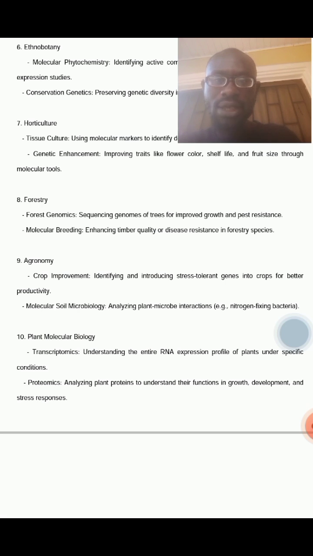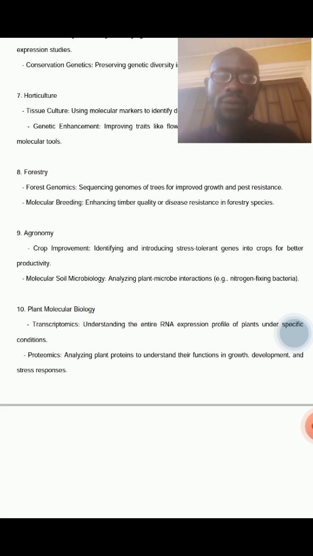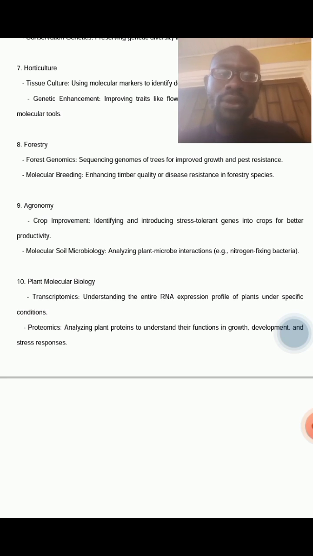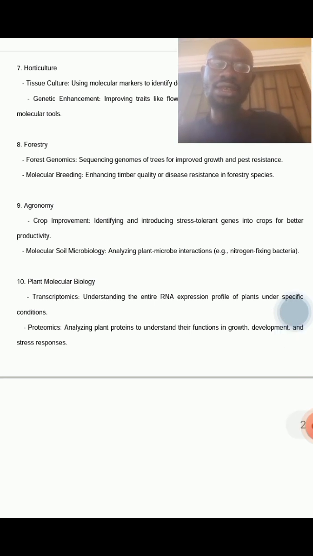For agronomy, for agriculture, crop improvement, you also want to know the particular microbe that is responsible for proper growth of the plant. So let's say there is a particular microbe that can fix nitrogen from the atmosphere, and you know that nitrogen is important for the plant. You can genetically modify that nitrogen fixing bacteria so that you can get the highest amount of nitrogen from the atmosphere. It's basically your crop improvement under agronomy.